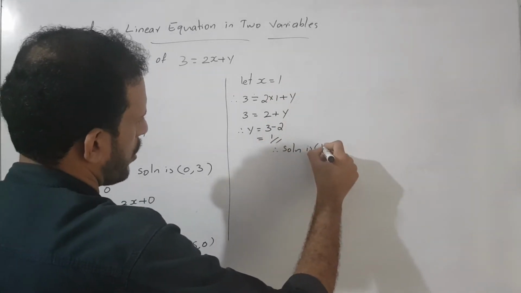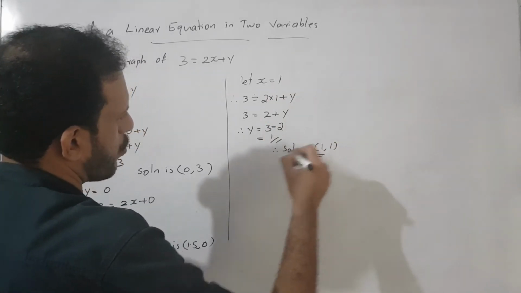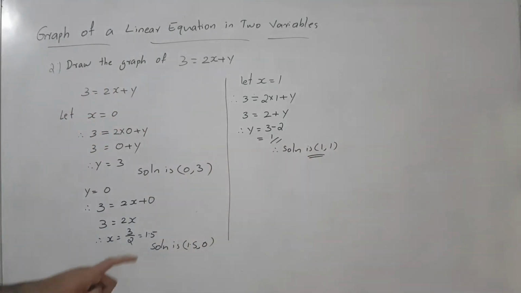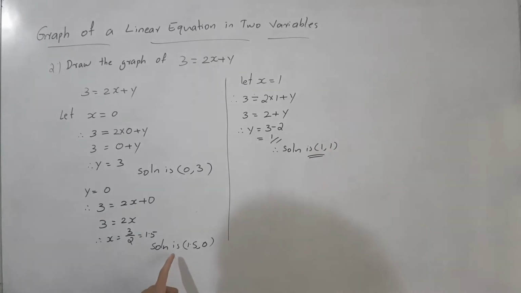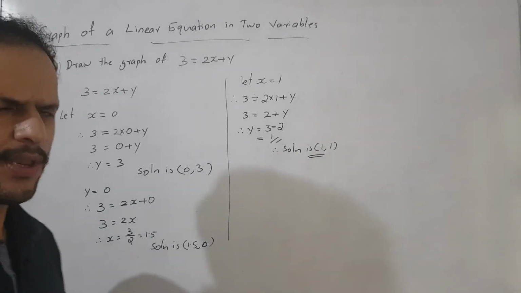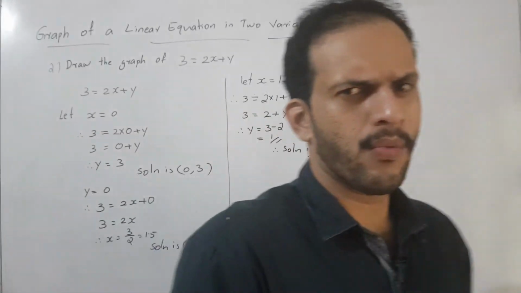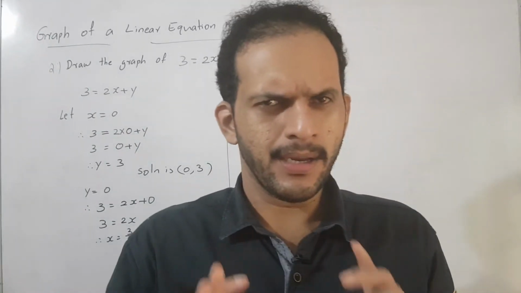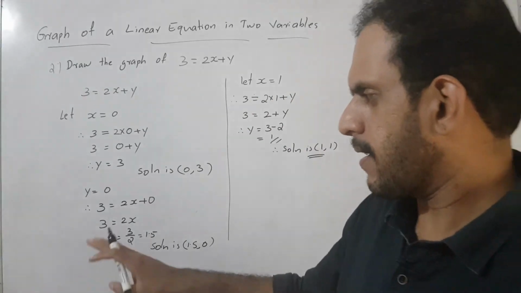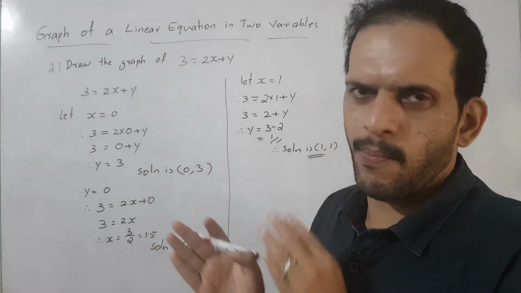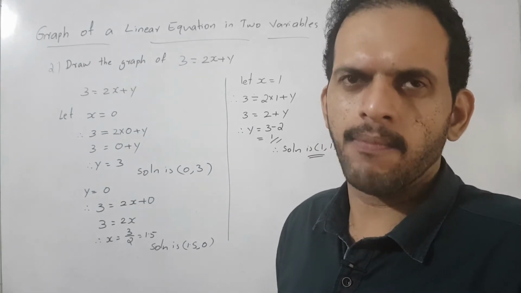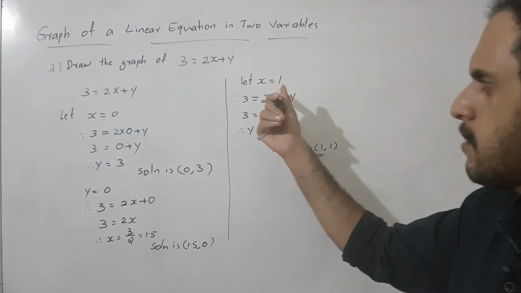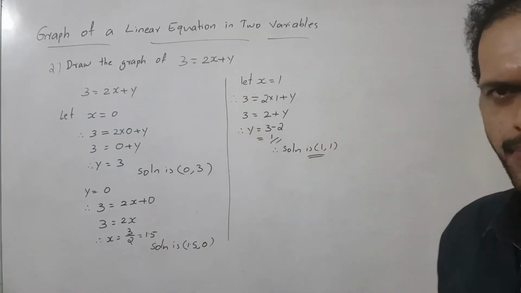(1, 1). Now it is very easy to mark the point (1, 1), better than marking (1.5, 0), correct? 1.5 is also easy to mark, as it is the middle value of 1 and 2. This is only an example: if we get a value like this with decimal points and you feel difficulty representing it on graph paper, you find one more solution.